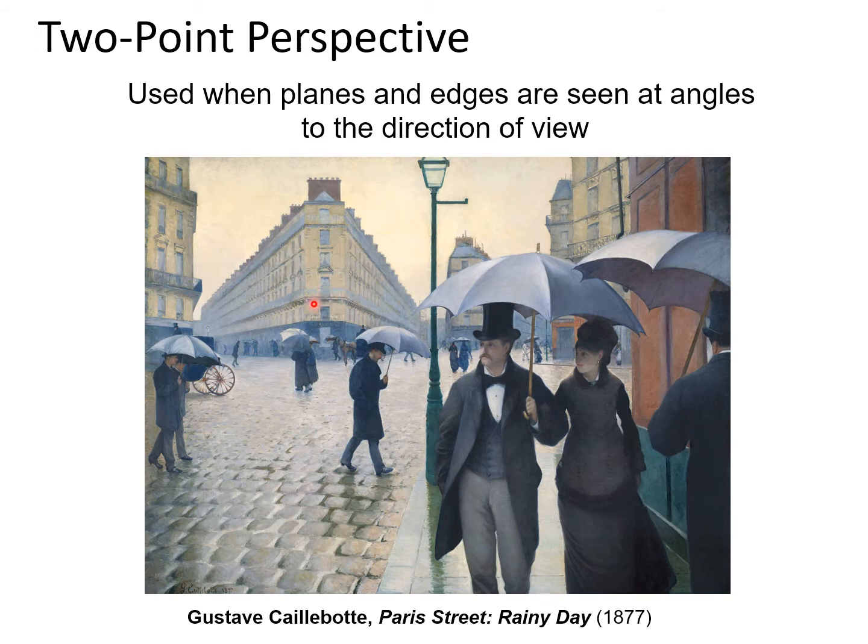Those buildings have their own sets of vanishing points. Here's this one over here. We can barely see the edges, but this edge would trace down to the horizon right about here or so, right about where the umbrella handle is.